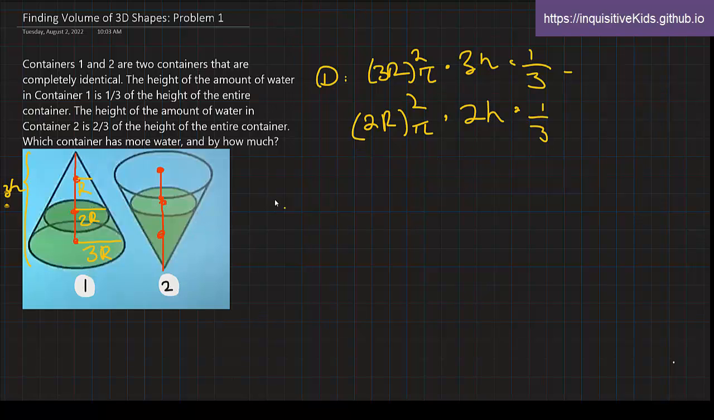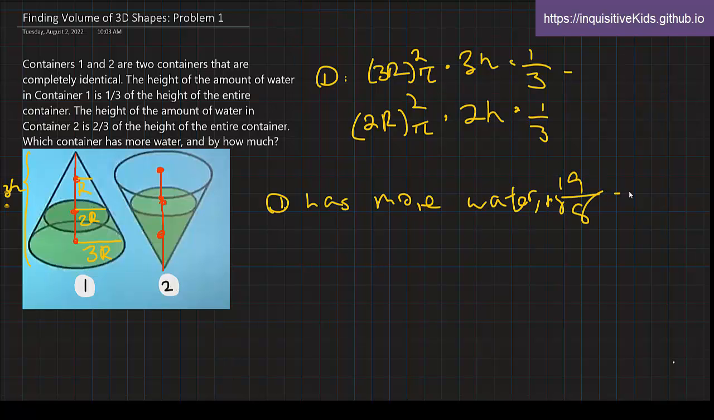So we know that container 1 has more water. So 1 has more water. And by how much? If you simplify this, we get 19 over 8 times. So this is our final answer.